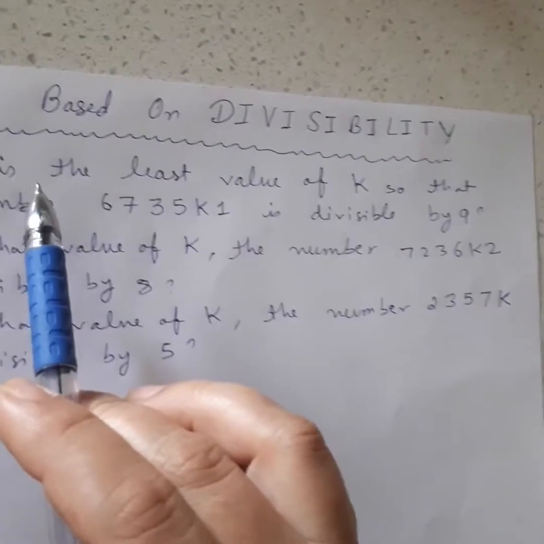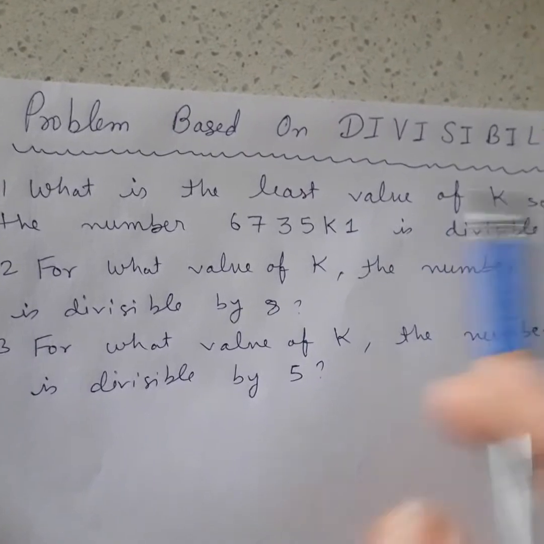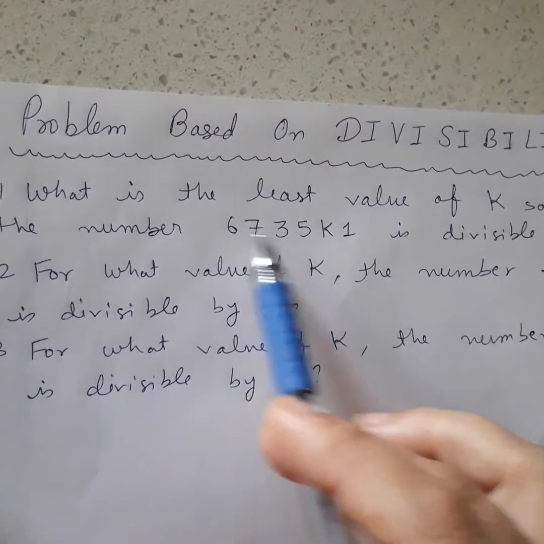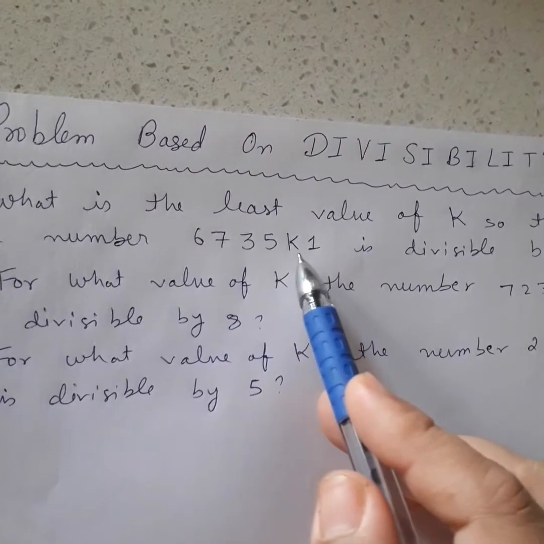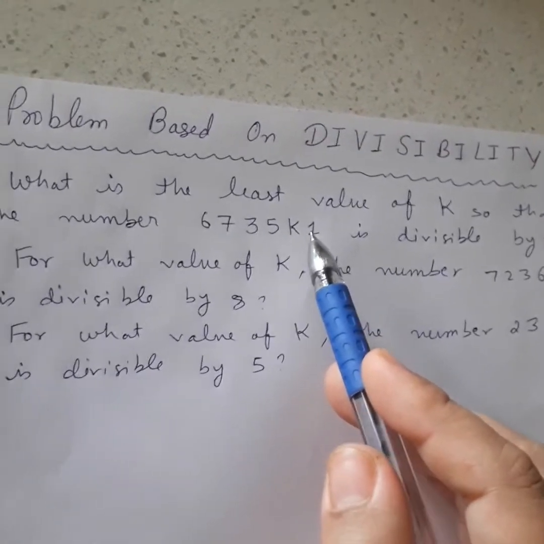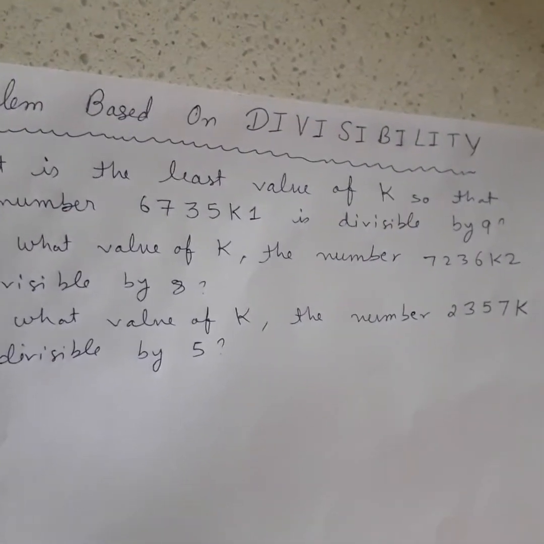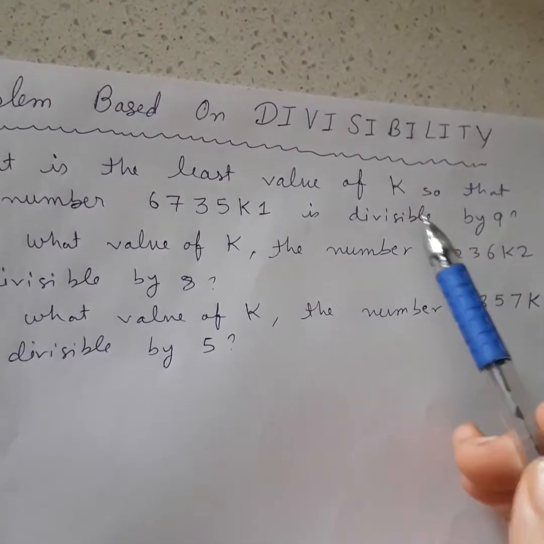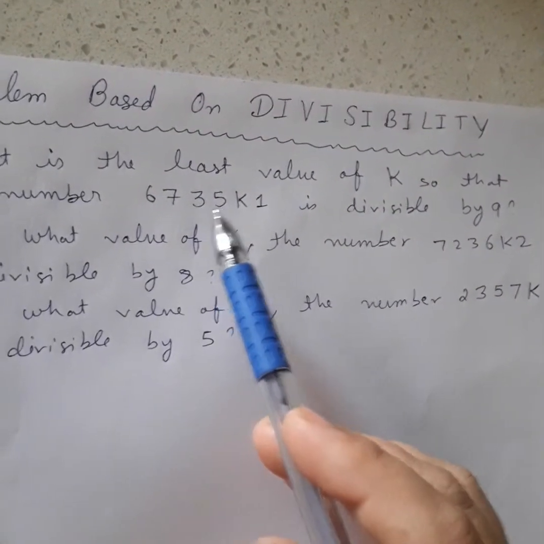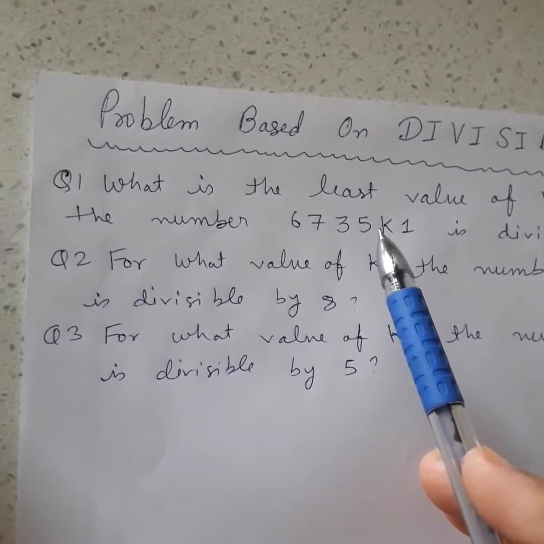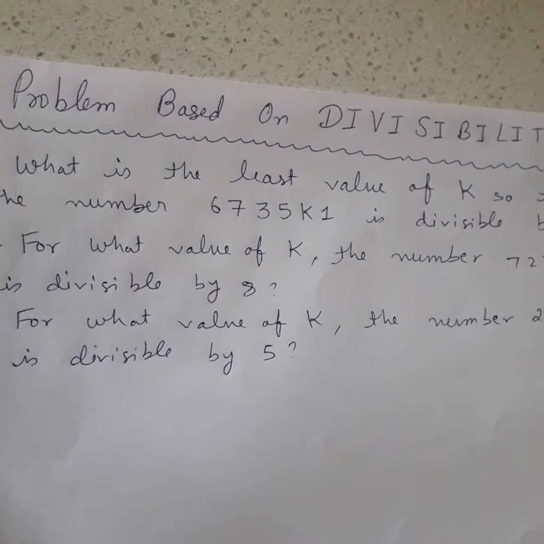First question is: what is the least value of k so that this number is divisible by 9? तो इसमें आप देख सकते हैं नंबर है 6735k1. तो हमें k की value ऐसी निकालनी है कि नंबर 9 से divisible हो. For that, what will we do? 9 का divisibility rule क्या है? If the sum of digits is divisible by 9, then the number is divisible by 9 also. So let's see.